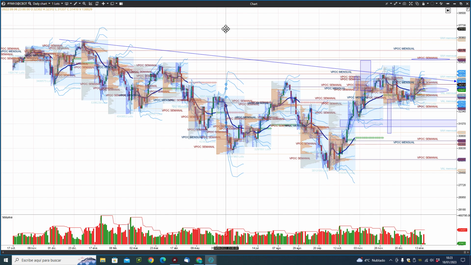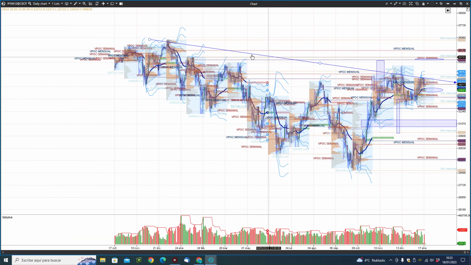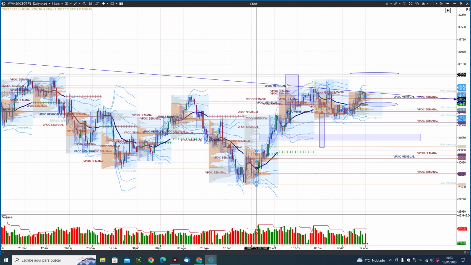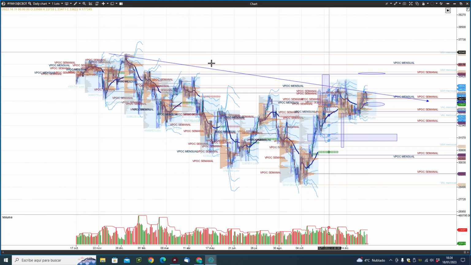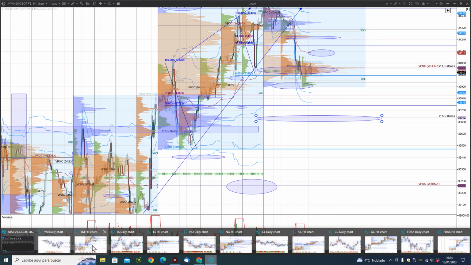Let's start with Dow Jones. Today is January 18th, and let's see. In first place, Dow Jones. Dow Jones is a long-term chart. This chart we talk about. This point is very important. This is a resistance because of the downtrend. And let's see what happened yesterday.